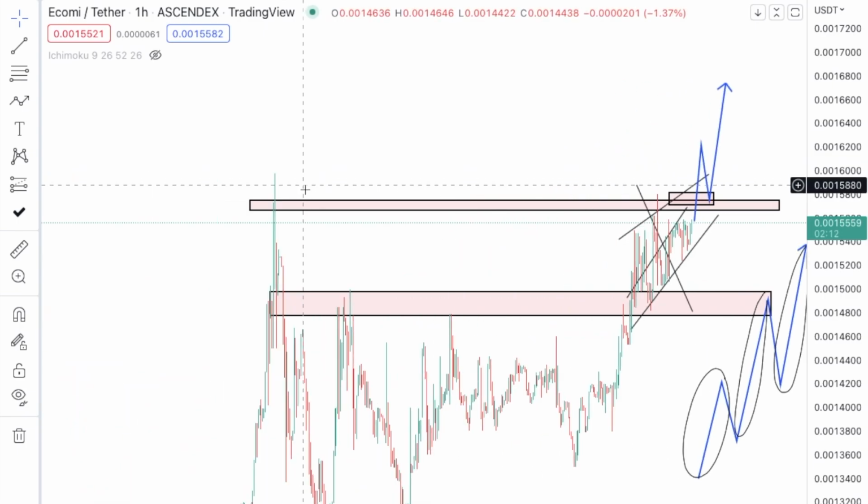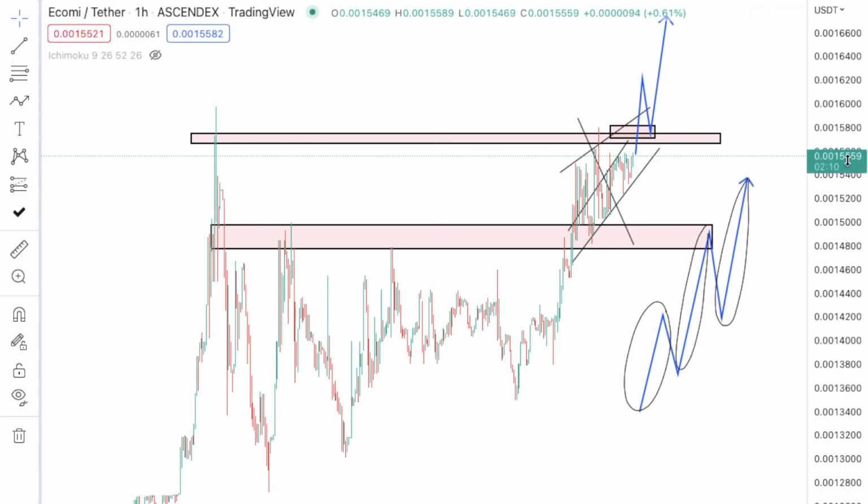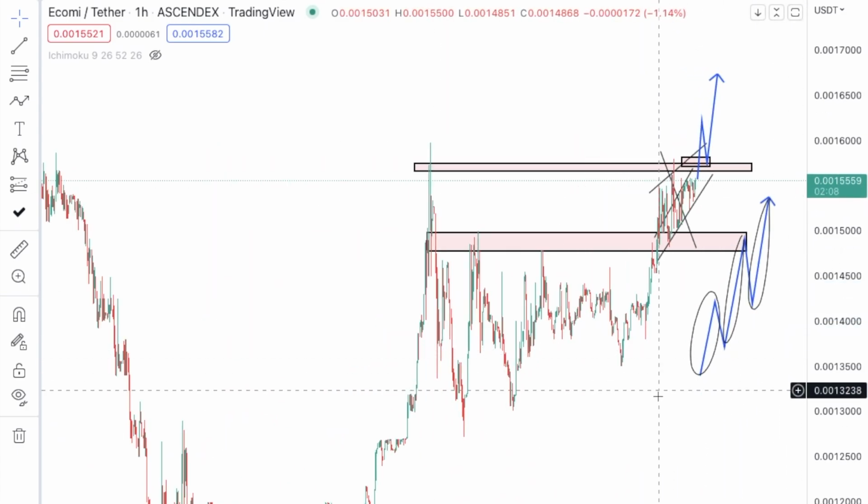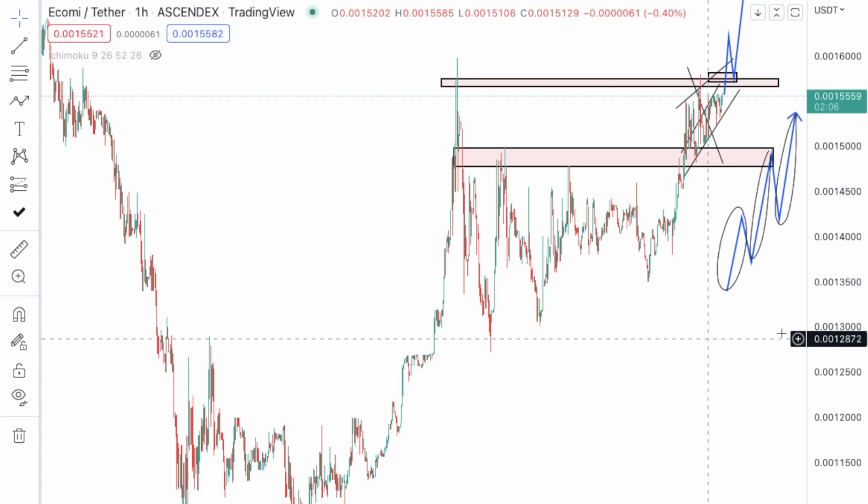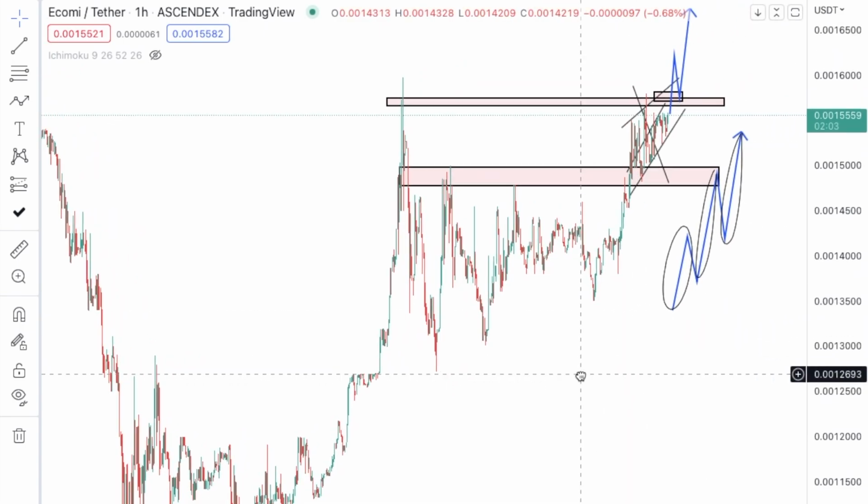So right now, overall, we are simply more bullish than normal, and this is a beautiful sign, especially because Ecomi is going to be ready to explode very soon, guys. So overall, keep that in mind.